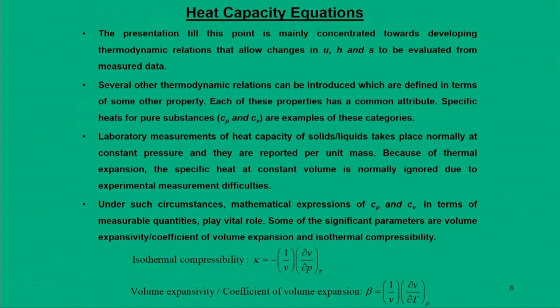So, this is the importance of these relations. Now, apart from that, we will also be using some other important properties, which we call isothermal compressibility. In fact, we have already discussed this in our previous lectures, and this isothermal compressibility is defined by the term kappa, which is equal to minus 1 by V into ∂V/∂P at constant temperature. The other parameter is volume expansivity, or coefficient of volume expansion, beta, which is equal to 1 by V ∂V/∂T at constant pressure.